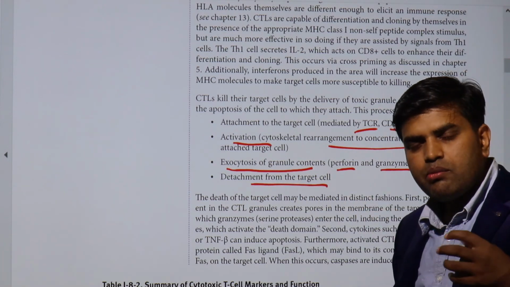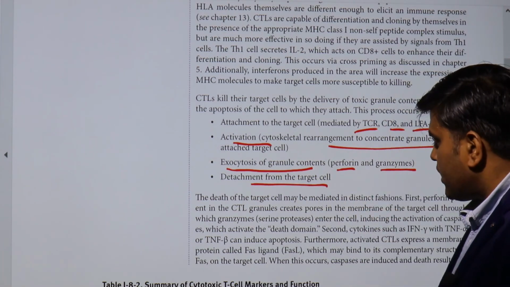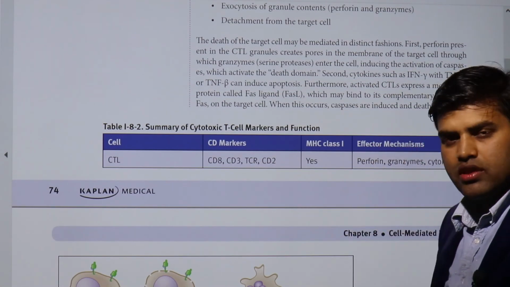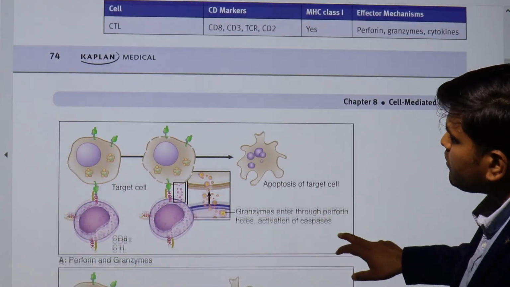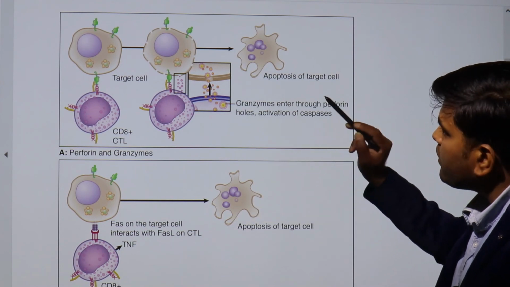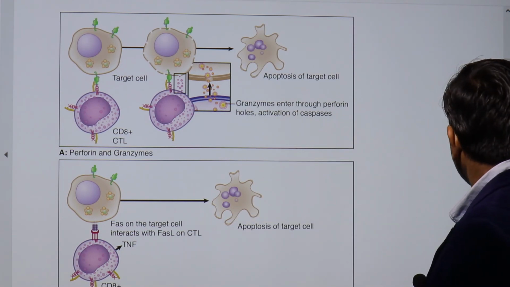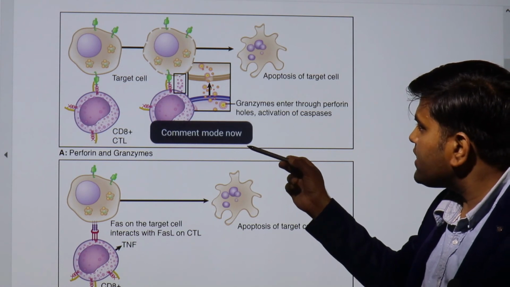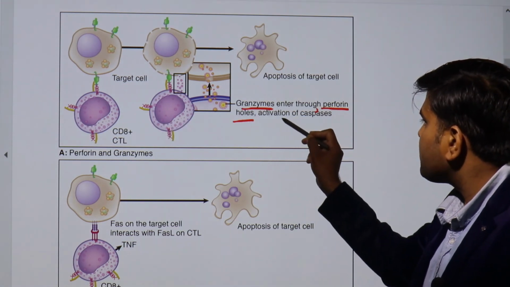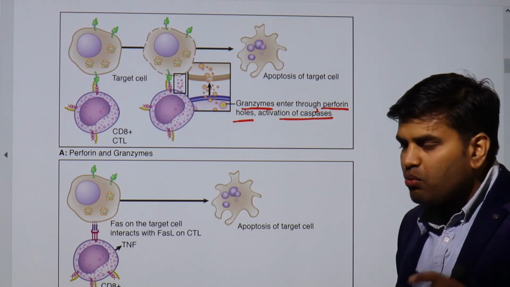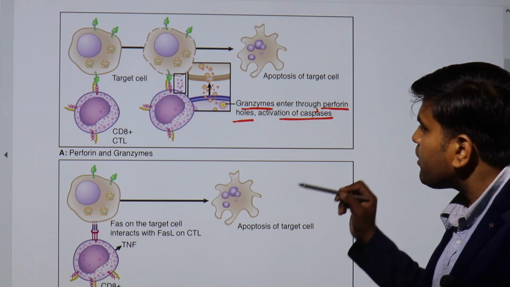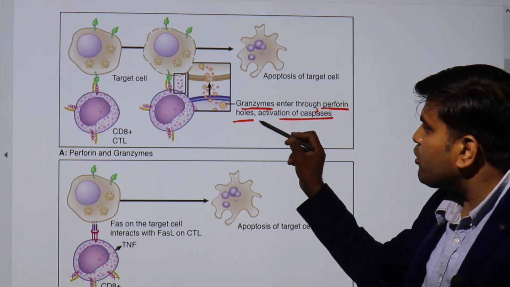If you remember, the NK cell and this CD8 cell both act and cause killing of the cell by 2 processes. One is they attach to the cell, then they release enzymes called perforin and granzyme. The granzyme enters through the perforin holes and activates the caspases. So when the cells get attached, the whole cell will be killed by one of the mechanisms, the enzymes called perforin and granzyme.